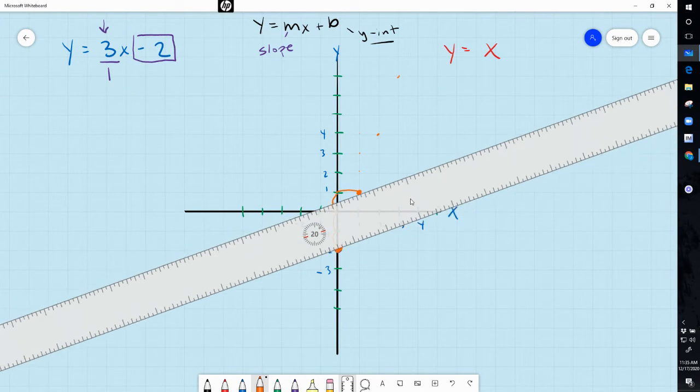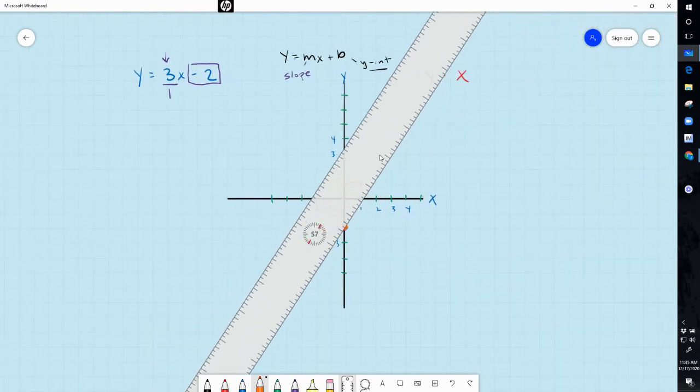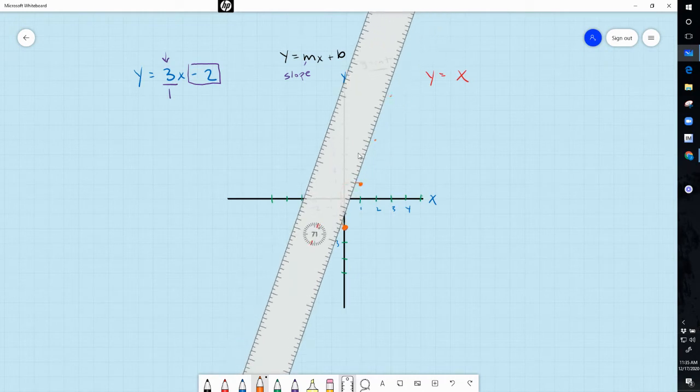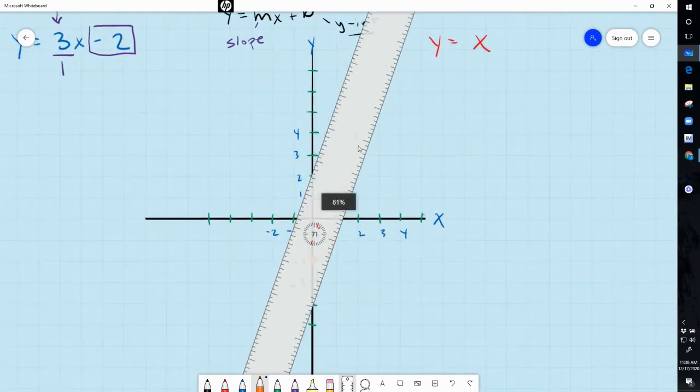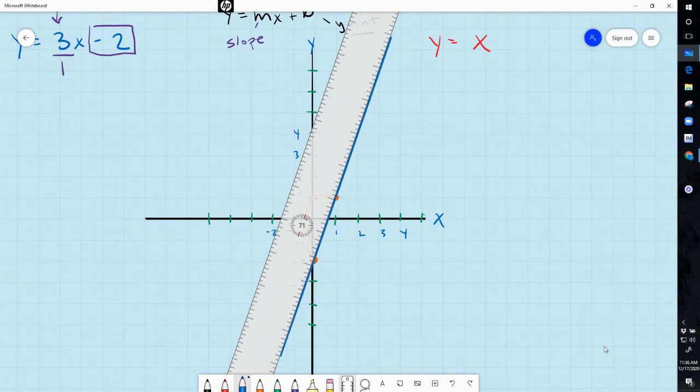Let's make this line. Mr. Hernandez showed me how to use this ruler tool, so let's see if I can actually use it and not mess everything up. Okay, it's about right there. Now I'm going to make a line, and whoop, let's make it like that. So now we have this graph.